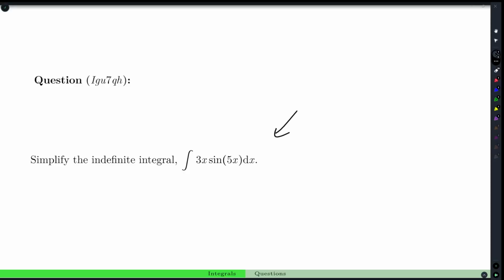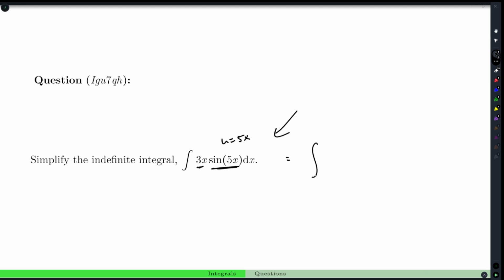Simplify this indefinite integral here. So we've got 3x times sine 5x. Now there is potential here for a substitution. You could let u be 5x and things like that, and you're welcome to try that out on your own. It's not actually going to get you a much simpler integral.